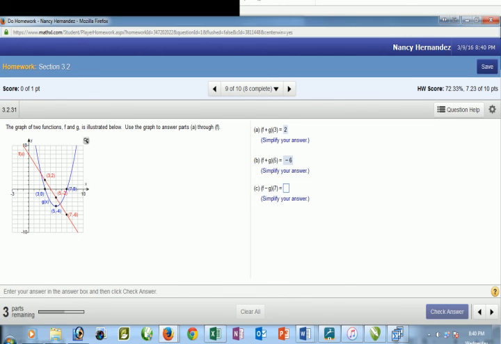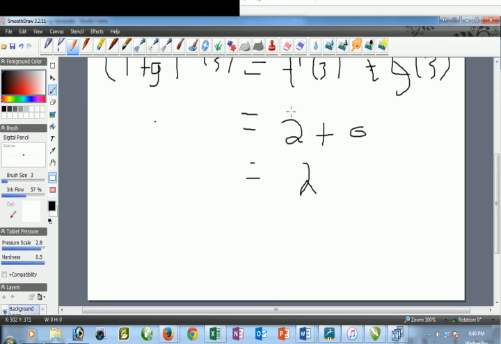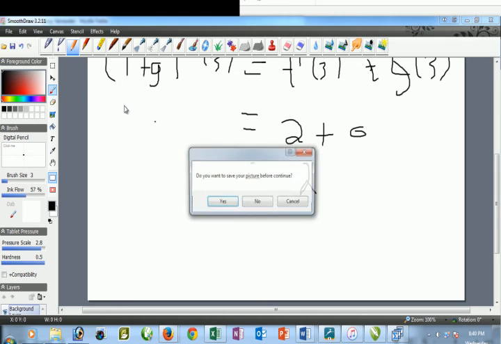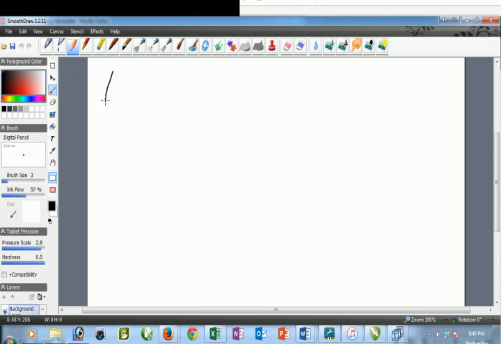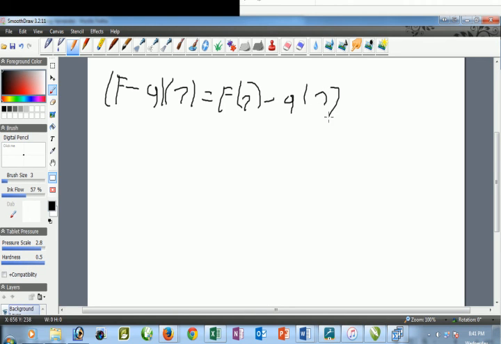F minus G of 7. Go back and get your same thing again. I'm going to get my handy dandy sheet of paper. Slide it back over here. F minus G of 7. Let's get a new page. F minus G of 7 equals F of 7 minus G of 7, which means F of 7 is what?